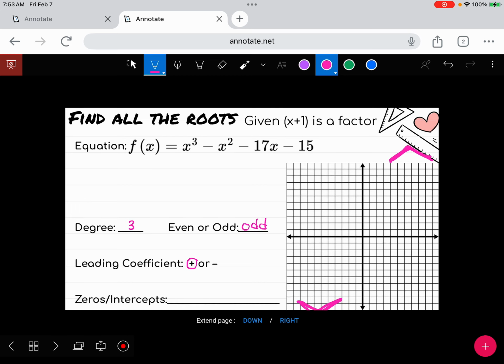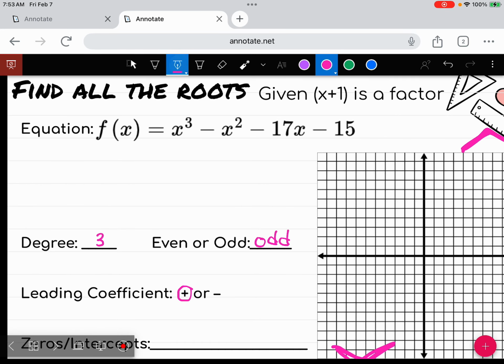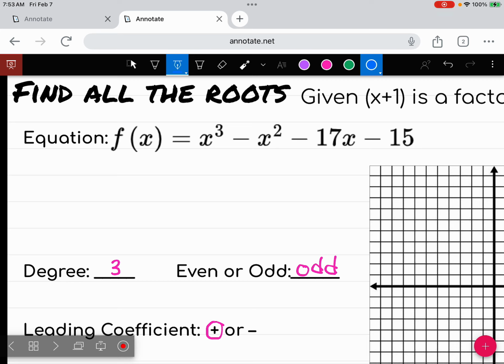Then, in order to find our zeros, our roots, our intercepts, we're going to need to do like we did in the bell work, where I divide out that factor so that we can find our roots. So we're going to do a synthetic division here. I need to take my 1x cubed, my -1 from my x squared, my -17, and my -15.